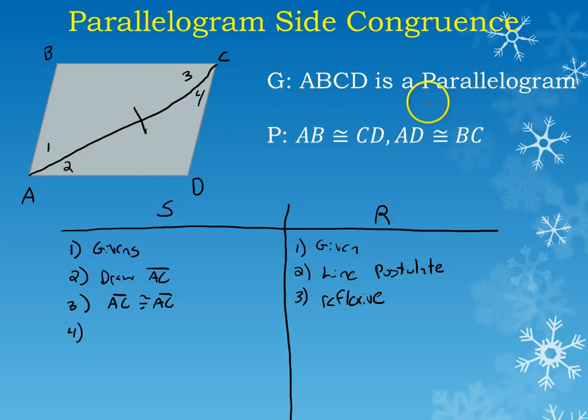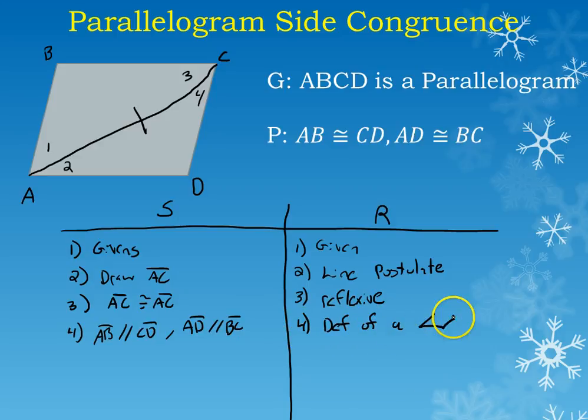We're talking about ABCD is a parallelogram. Our definition of parallelogram stated that opposite sides are parallel. So if I have a parallelogram, I can immediately say that AB is parallel to CD, and then AD is parallel to BC. That's our definition of a parallelogram. I'll use the parallelogram symbol to draw that.